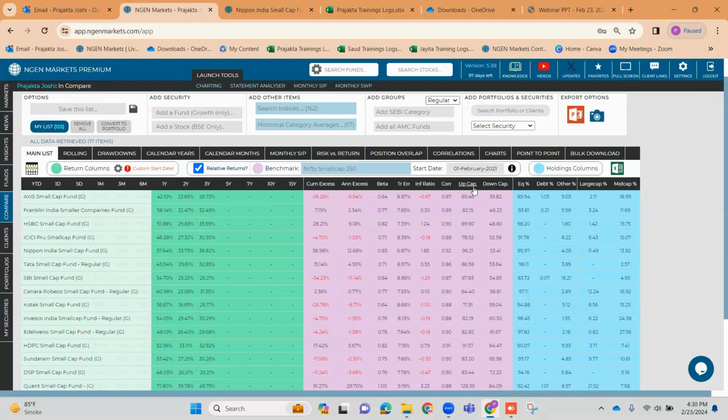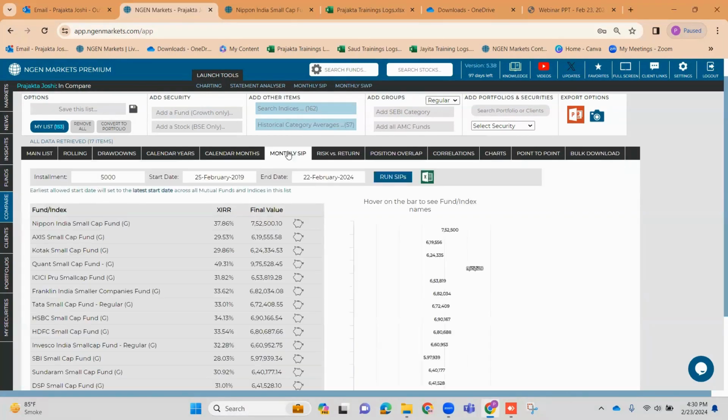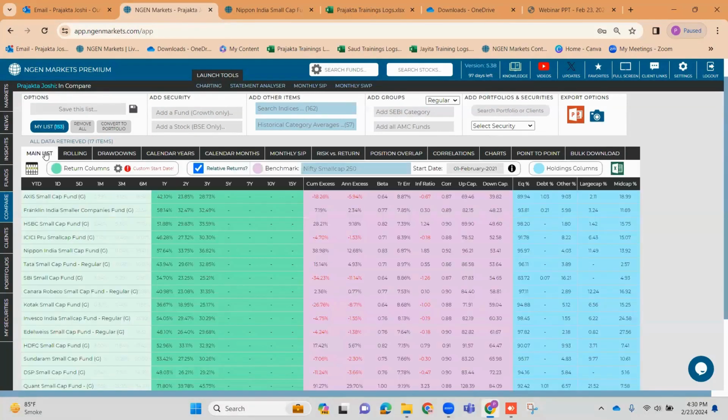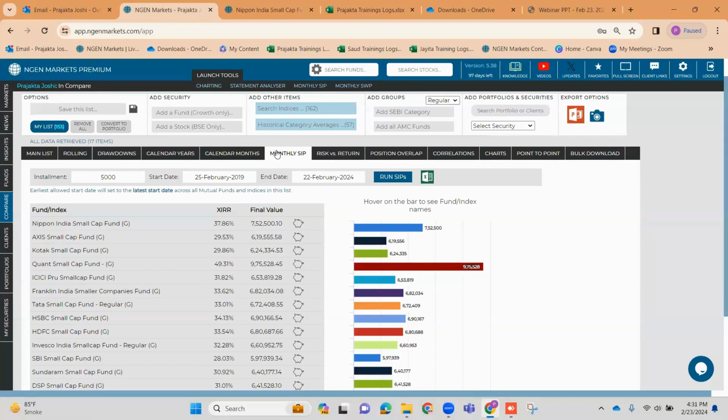Now let's move on to the further part of the discussion, wherein we'll be discussing monthly SIP and point to point. So for monthly SIP, let's move on to this tab in the compare section, which is the monthly SIP tab. Here, this is a simulator that you can run. You can put in an installment amount of your choice once you've come up with the list of funds. For example, you have Axis for conservative and Quant for an aggressive investor, right? Now you want to decide whether he should do a SIP or a lump sum, right? So you go to the monthly SIP tab.